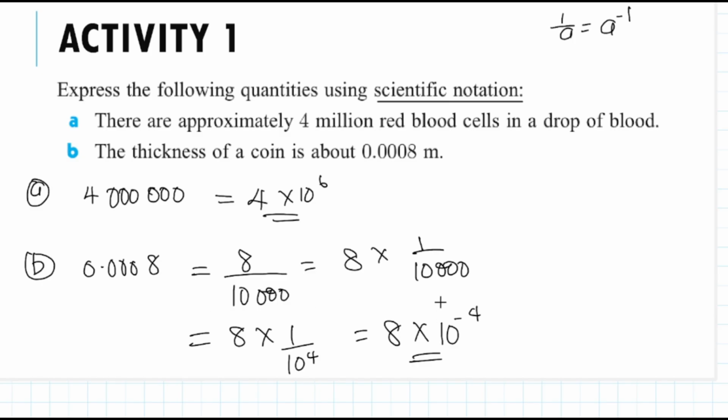So the power of 10 is negative when your number is less than 1. Again, the power of 10 is negative when the number given is less than 1. And remember that your first number, the number you are multiplying by the power of 10, must be greater than or equal to 1 and less than 10. So 8 is between 1 and 10. So that is the right answer.